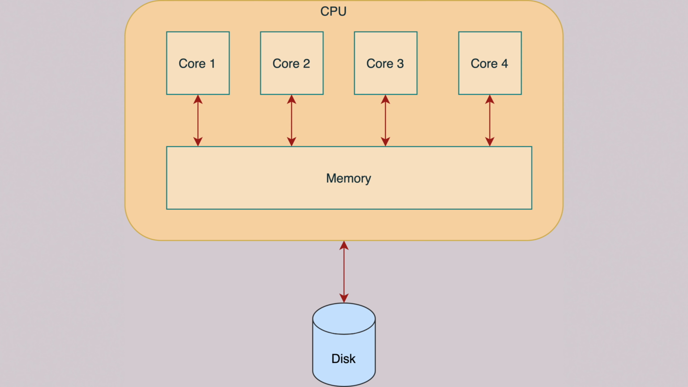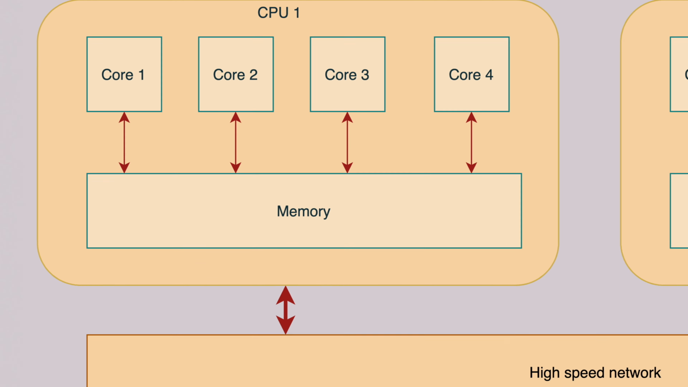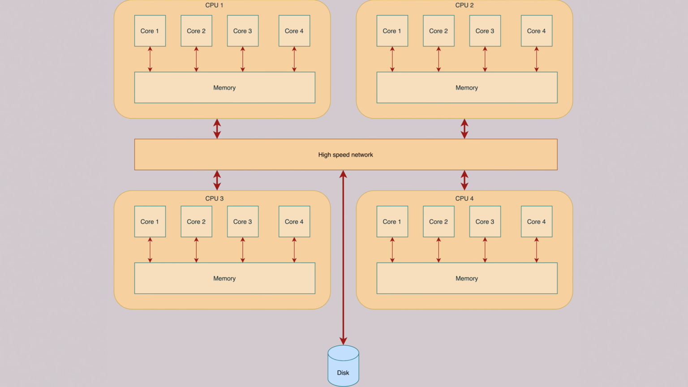A single computer may contain multiple processors that all share the same memory. A parallel distributed architecture takes multiple computers, or nodes, and connects them together with a high-speed network. This network facilitates exchange of data between nodes during model execution and also the saving of data to disk.